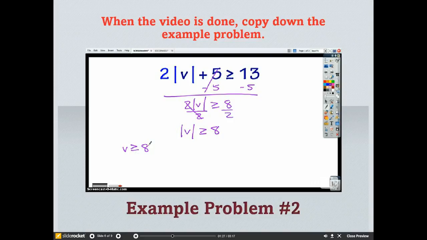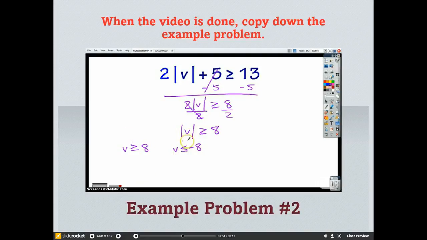So if I'm thinking positive numbers, v can be all these. v is greater than or equal to 8. But as a separate category, I think about the negatives now. Like I said, -8, -9, -10. But since negatives go backwards, I'm going to think of it like this. v is less than or equal to -8. So -8, -9, -10, and so forth.